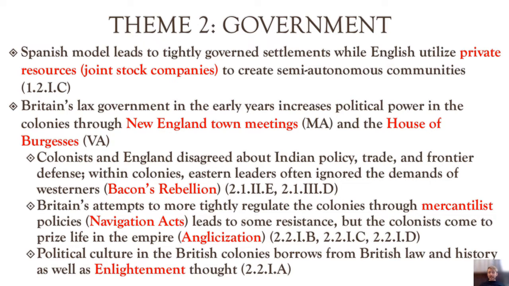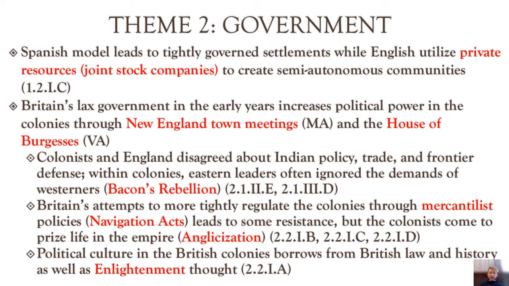The laxity of British government in its early years does increase the independence of colonists, and they do get the right to govern themselves. In New England, that's through the town meetings. In Virginia, that's the House of Burgesses. Every colonial British settlement will have self-governance built into it.